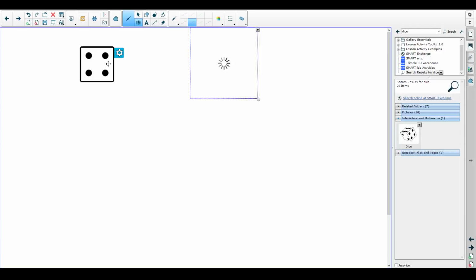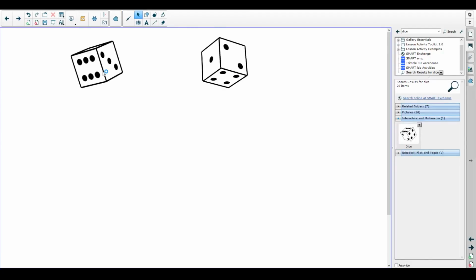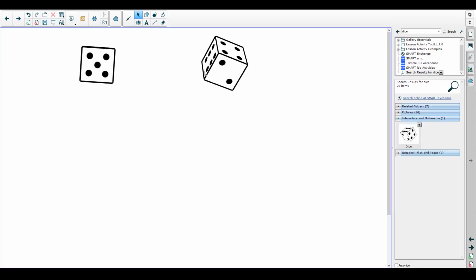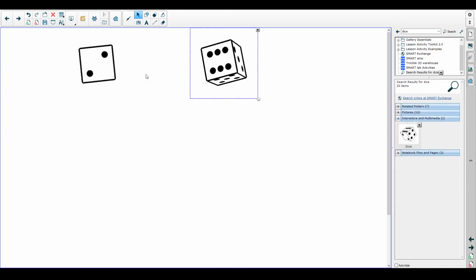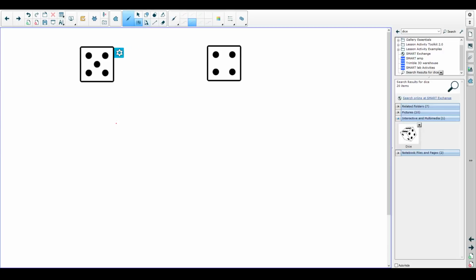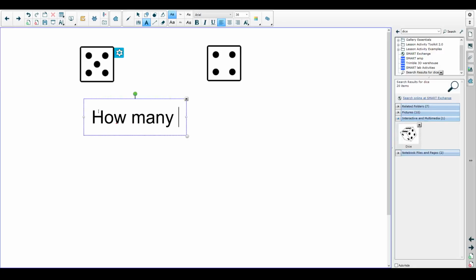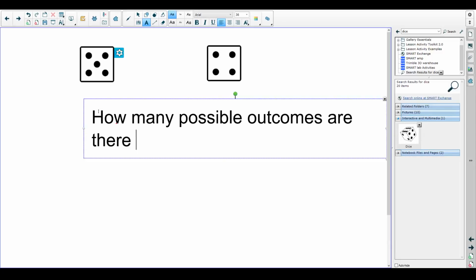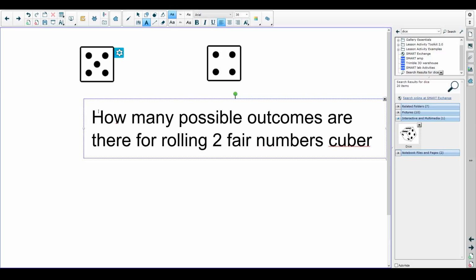I could roll these. Alright, so for bonus points, if you roll 2 dice, how big would your sample space be? How many total outcomes would be possible? Bonus question. How many? This isn't gambling, so we'll call them fair number cubes.